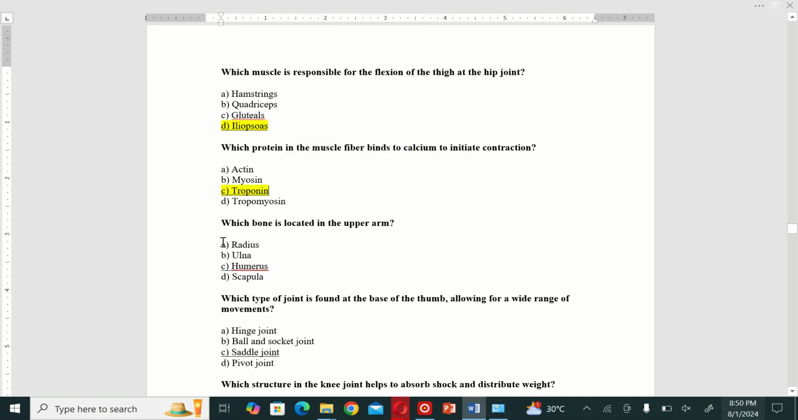The next MCQ is: which bone is located in the upper arm? A. Radius, B. Ulna, C. Humerus, and D. Scapula. So the correct option is C.